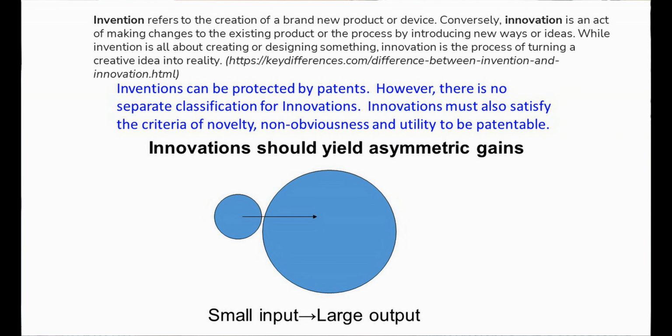Now, if this definition of invention is to be strictly followed, invention refers to the creation of a brand new product or device. I don't think there would be too many patents. There are thousands and thousands of patents, which are, I would say, relatively more incremental compared to a brand new product or device.